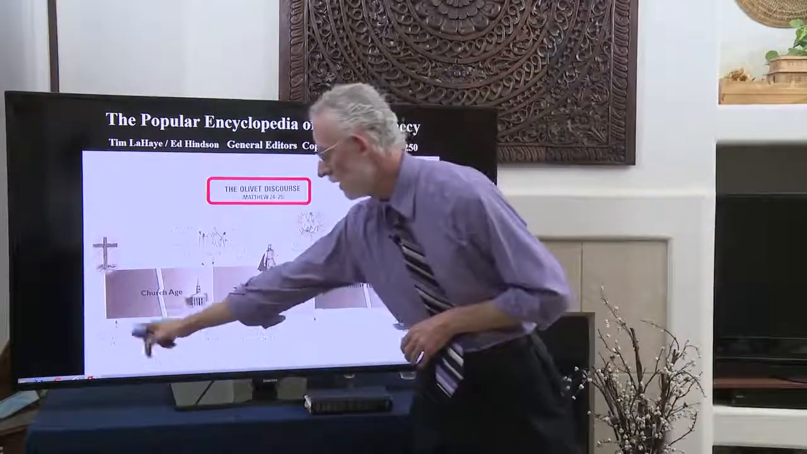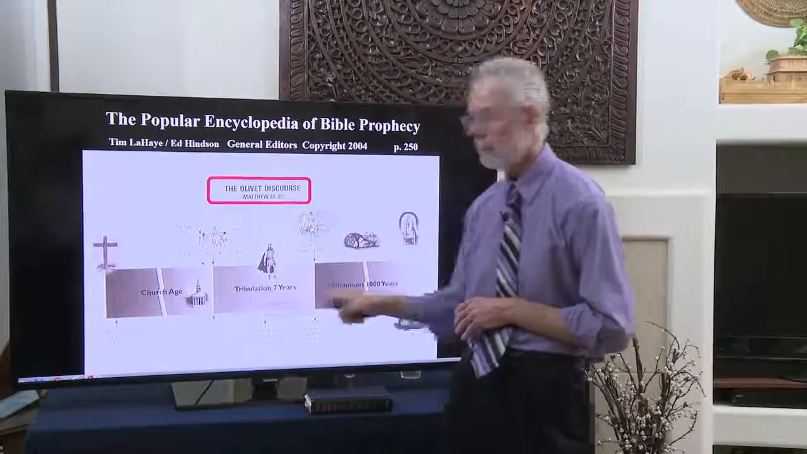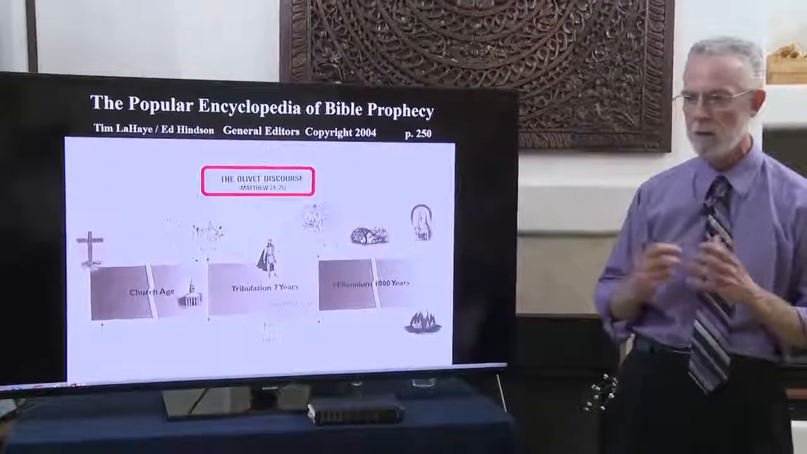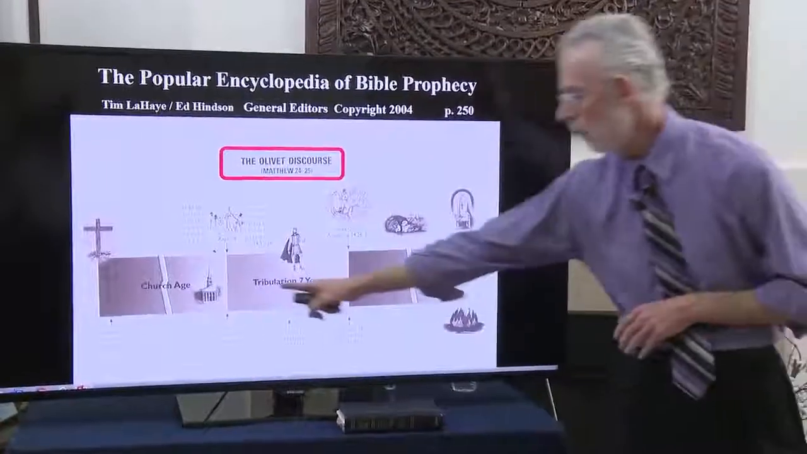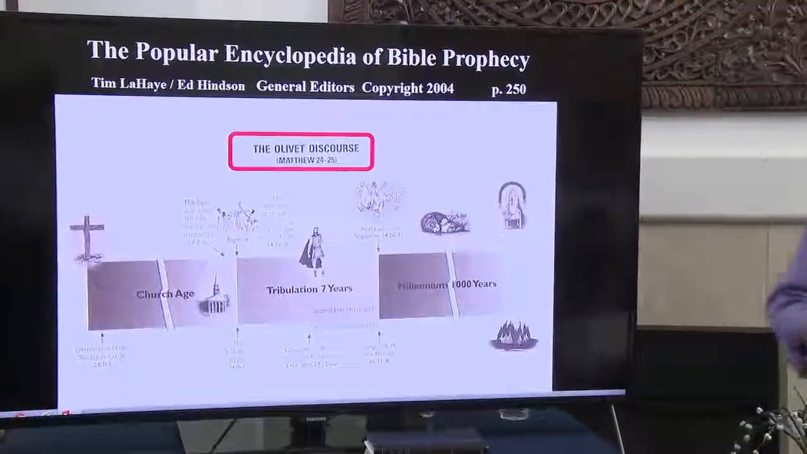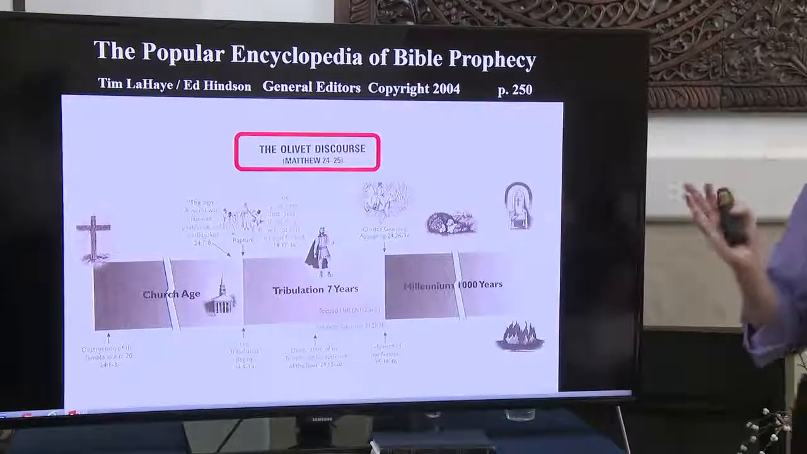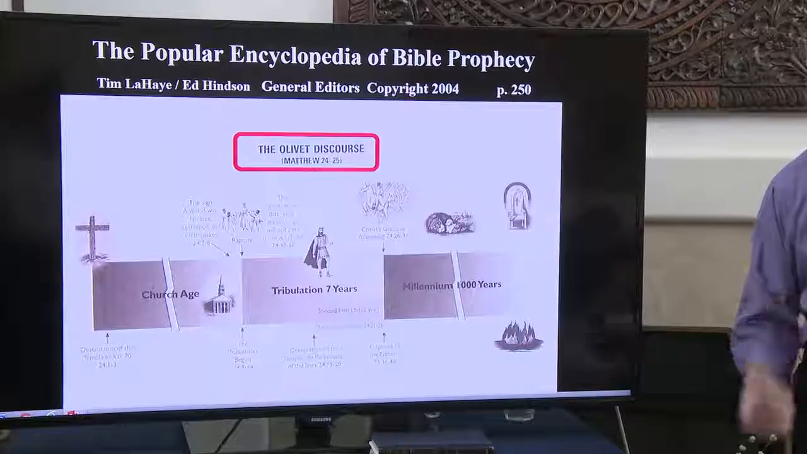They've got the destruction of the temple over here, and then they've got the church age, and then you're going to notice they have the seven-year period called the tribulation. Almost everyone who holds to the pre-trib rapture will call that 7 years the tribulation period. And then they have the millennium over here. But what I'm going to do is show you a couple things on this chart, and I'm just going to ask you to evaluate these and weigh them for yourself. Okay, so here we go.